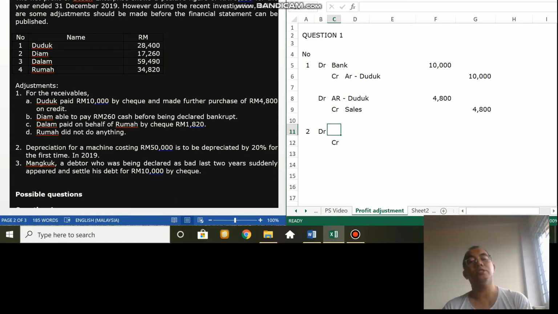Again, this question has two transactions. One is payment in cash. Second one is he being declared bankrupt. So we take the money first: debit cash, credit AR Diam. How much do we receive? 260 and 260.